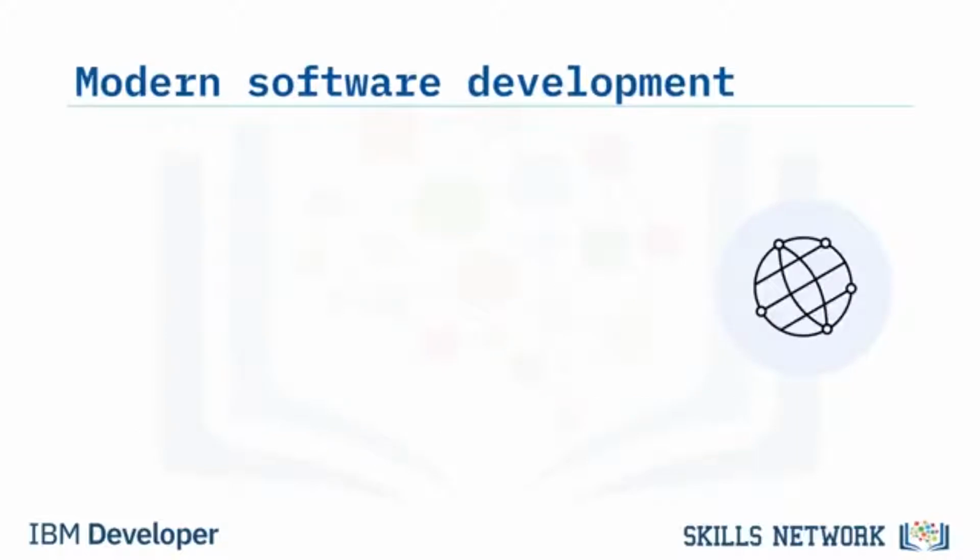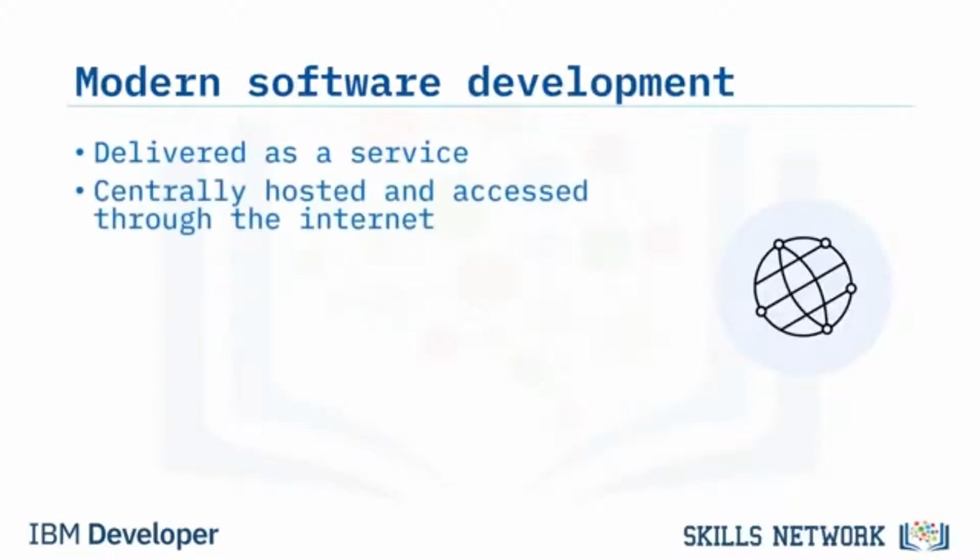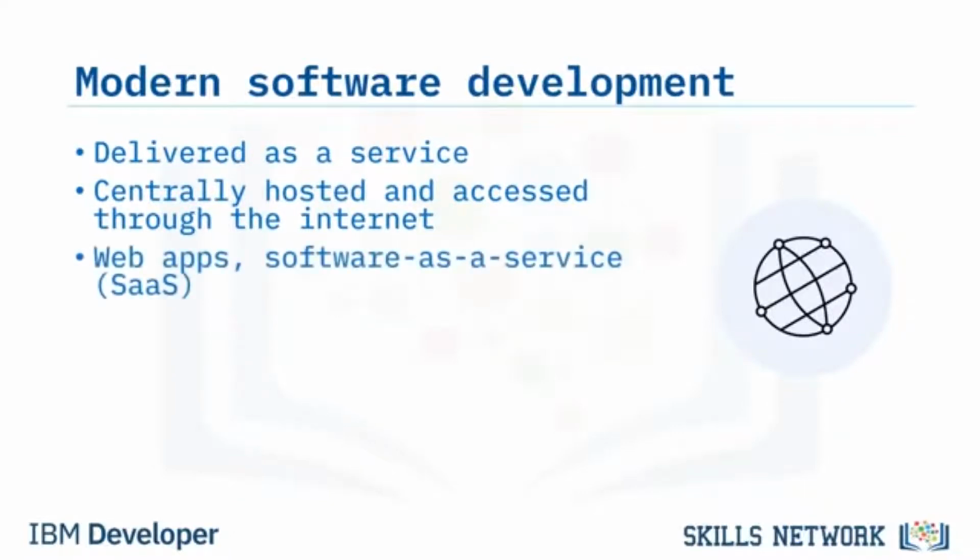In modern software development, software is often delivered as a service. Software is centrally hosted and accessed through the Internet. This software is often called a web app or software as a service, which is abbreviated SaaS. You have likely used a variety of web apps within the last day. When you use the Internet to book reservations or file your taxes, you are interacting with a web app.